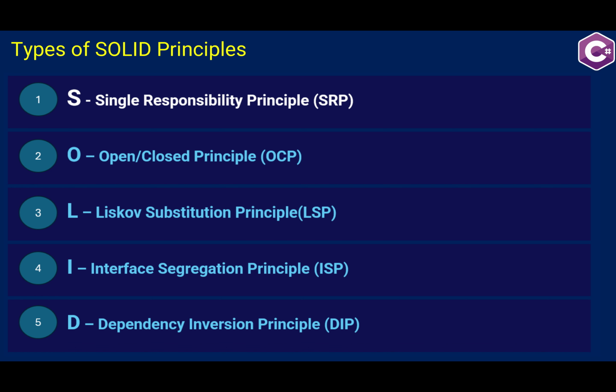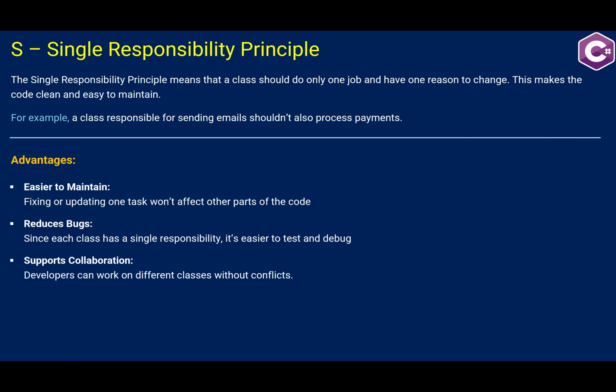In this session, let's try to understand the single responsibility principle. This is the first principle in the SOLID principles. The single responsibility principle means that a class should do only one job and have only one reason to change. This makes the code clean and easy to maintain.